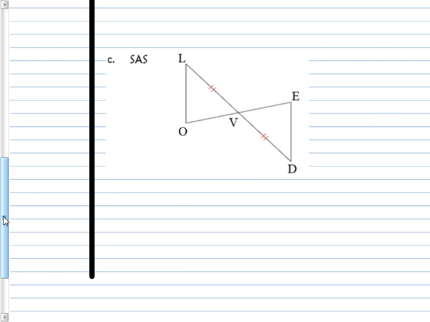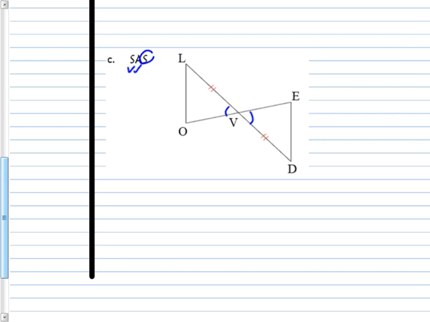So I already have a side. Got that taken care of. What else do I know? Well, I know that angle LVO is congruent to angle DVE. And how do we know that? What kind of angles are those? Those are vertical angles, and vertical angles are always congruent. So you already know that we have a side and an angle that are congruent to each other. So what else do we need in order to prove this using side, angle, side?